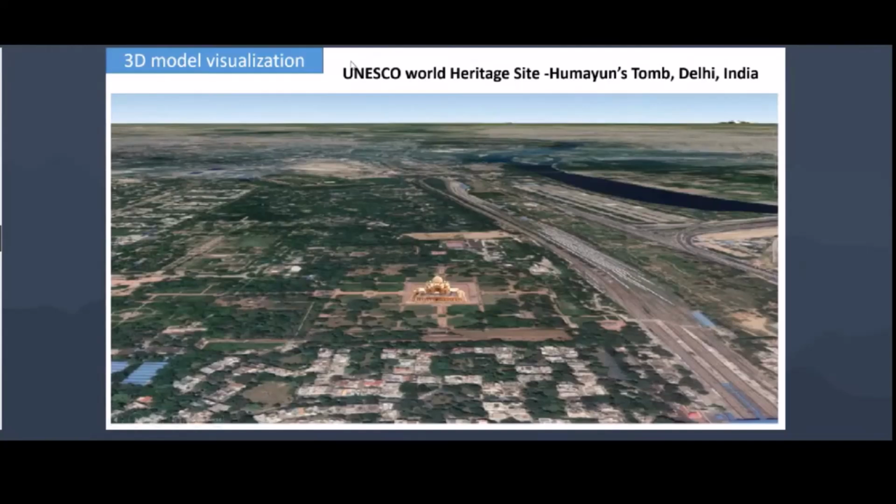This is another area in New Delhi, Humayun's tomb, which is also a UNESCO World Heritage Site. So you see a real 3D realistic model which can give you very precise measurements has been generated. This was generated using combined data from terrestrial laser scanning and close range photographs. So these were clubbed together and this detailed 3D model was made. Very detailed descriptions of these will be shown and discussed with you in the coming lectures.